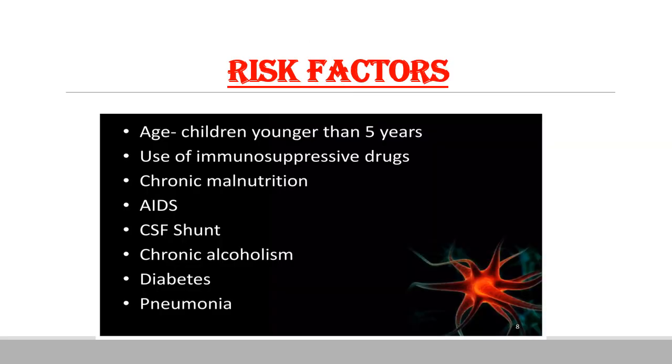Let's see what the risk factors of meningitis are. First one, age. Under 5 years of age is more prone to get meningitis. Next one is immunosuppressive drugs, used for cancer patients, and organ transplant patients are examples. Then chronic malnutrition, AIDS, CSF shunt, chronic alcoholism, diabetes, and pneumonia. These come under risk factors.